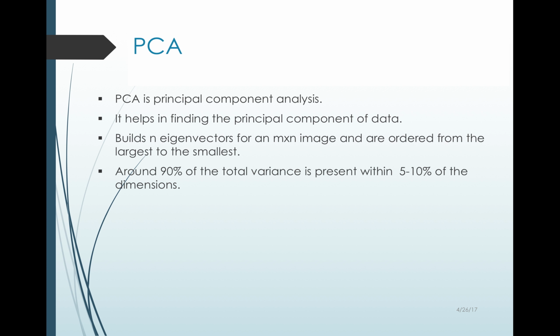Now, what is PCA? PCA is the principal component analysis. It helps in finding the principal component of data and builds n eigenvectors for an image of size m cross n, and are ordered from the largest to the smallest. Around 90% of the total variance is present within the 5 to 10% of the dimensions.